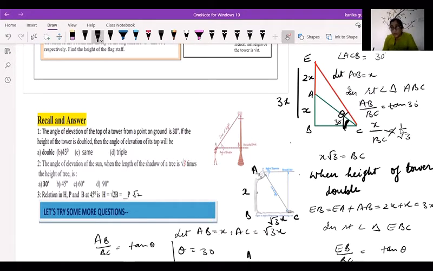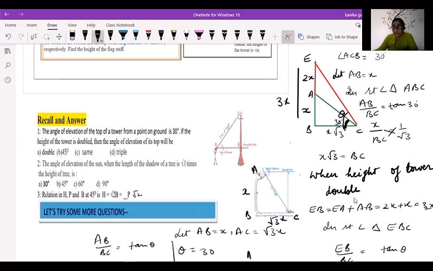So we cross multiply, and we get x under root 3 is equal to BC. So BC is x under root 3. Now when the height of the tower is doubled, here EA we increase its height as 2x, then EB becomes x plus 2x, that is equal to 3x. When we double the height, EB becomes 3x.